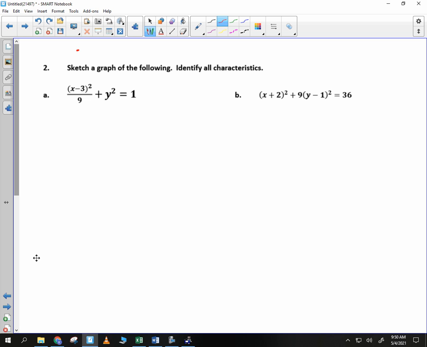I feel like we could just do letter A and be good. I don't think we need to do letter B. You guys okay with that? Let's try it. I'm going to go 6 by 6. 1, 2, 3, 4, 5, 6.